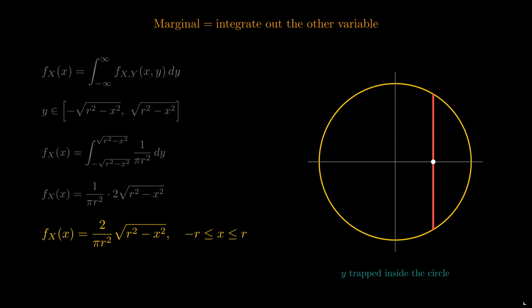Here's the step where the surprise hides. The width of that chord shrinks as x moves away from 0 toward plus or minus r. Intuitively, near the middle, y has lots of room to range over. Near the edges, the chord shrinks almost to a point, so x near plus or minus r is far less likely. That means the marginal is not uniform, even though the joint density was constant everywhere on the disk.